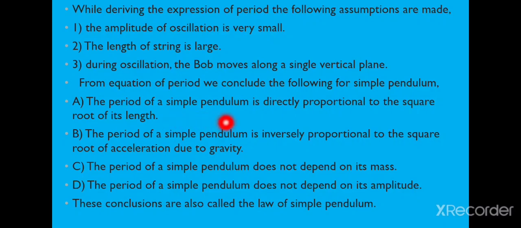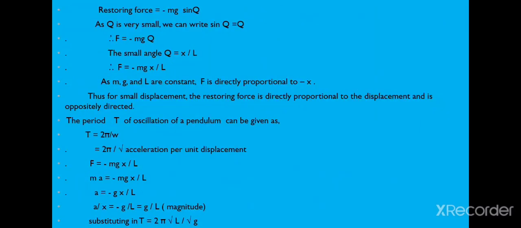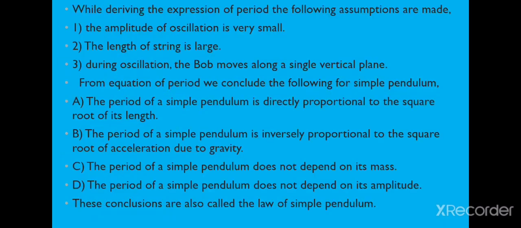From the above equation of period, we conclude the following for simple pendulum. Here the equation of period is T equal to 2 pi under root L divided by under root g. That means the period of oscillation only depends upon the length of the pendulum and acceleration due to gravity g.